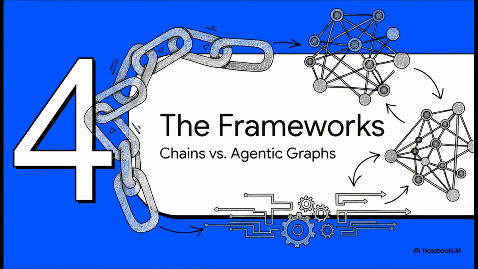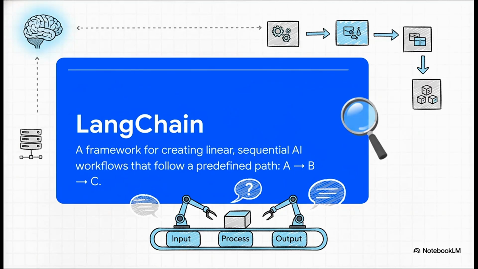We're going to compare two really powerful frameworks, the original LangChain and its newer, more advanced sibling, LangGraph. So, LangChain is fantastic for building simple, predictable AI workflows. The main idea is the chain, where the output of step A becomes the input for step B, which then feeds into step C. Think of it like a factory assembly line. It follows a fixed path. It's absolutely perfect for things like a basic Q&A bot.